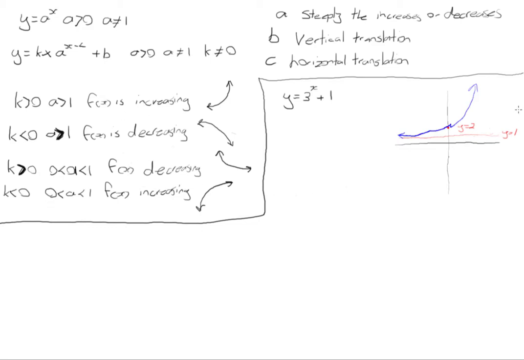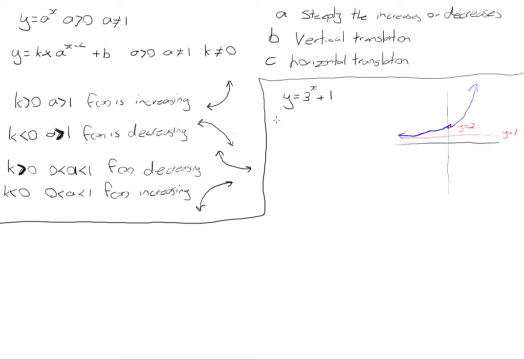So we could, if we wanted to, get a few extra points. And why don't we do that? I kind of skipped a little bit ahead. This is what it looks like. But if we really wanted to know exactly what the graph looks like, well, we need to get a few points. So let's substitute in some values for x.